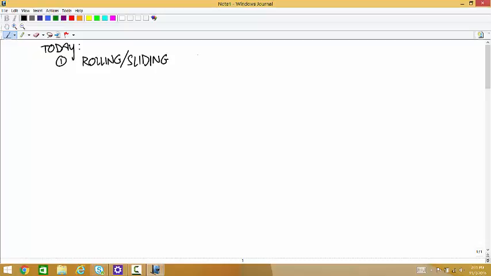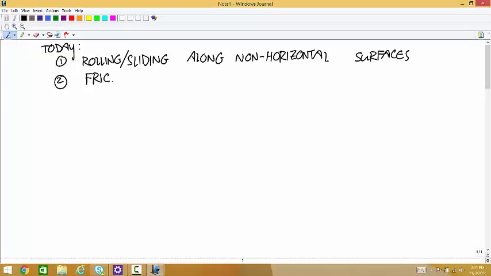So we have to get through two things today so that you can do all these Newton's second law problems. First, we're going to do an approach for rolling and sliding along non-horizontal surfaces. If you have objects rolling or sliding along horizontal surfaces, the math is pretty easy. This is a way to simplify the math a little bit if the surface isn't horizontal. And then we have to talk about friction. We haven't talked about that yet.